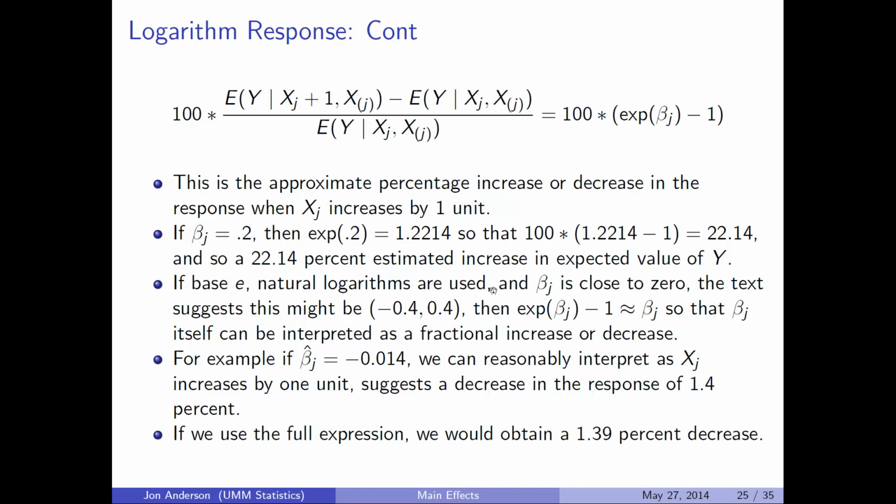If the beta j coefficient is relatively close to 0, a modest size, something like between negative 0.4 and 0.4, as suggested in the textbook, then this part of the expression is very similar to just beta j itself, and so you can almost approximate the percentage change with the beta j coefficient itself. So if you saw beta hat j of negative 0.014, move the decimal place 2 places, and you might say that, well, the effect of xj going up produces a decrease of 1.4% in y. And that would be approximately correct.